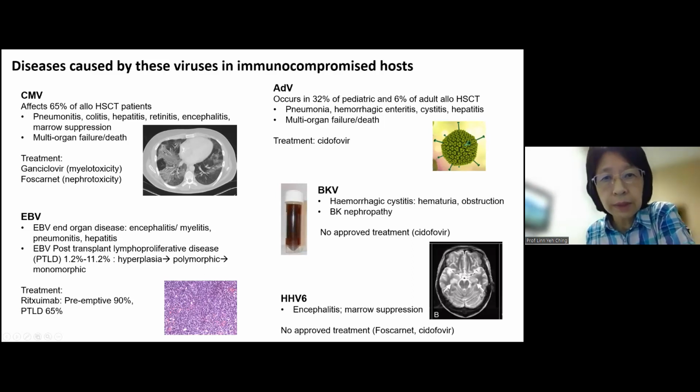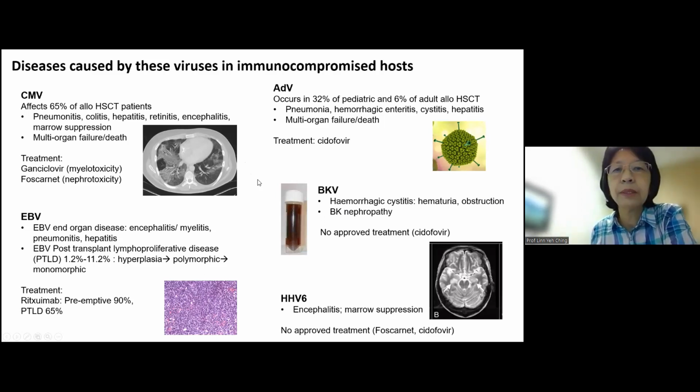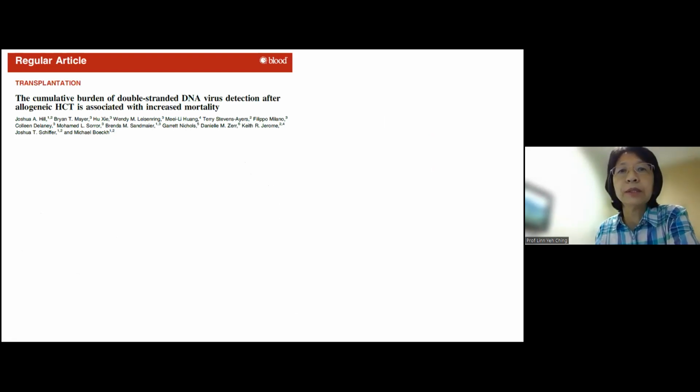So antiviral drugs are used for some of these conditions, but they are toxic to the marrow and toxic to the kidneys. And some patients develop resistance to the drugs. And for BKV, there is no good effective treatment. So just to illustrate the severity of the problem in a post-allo transplant population.